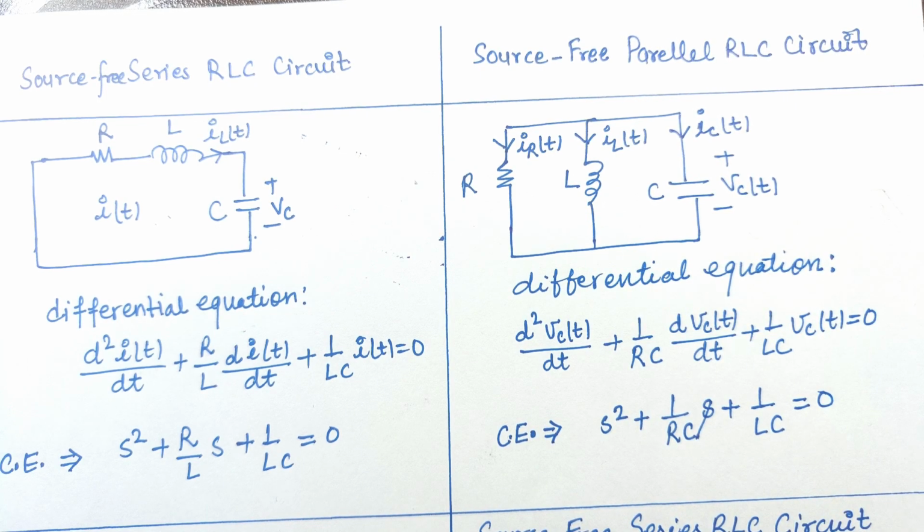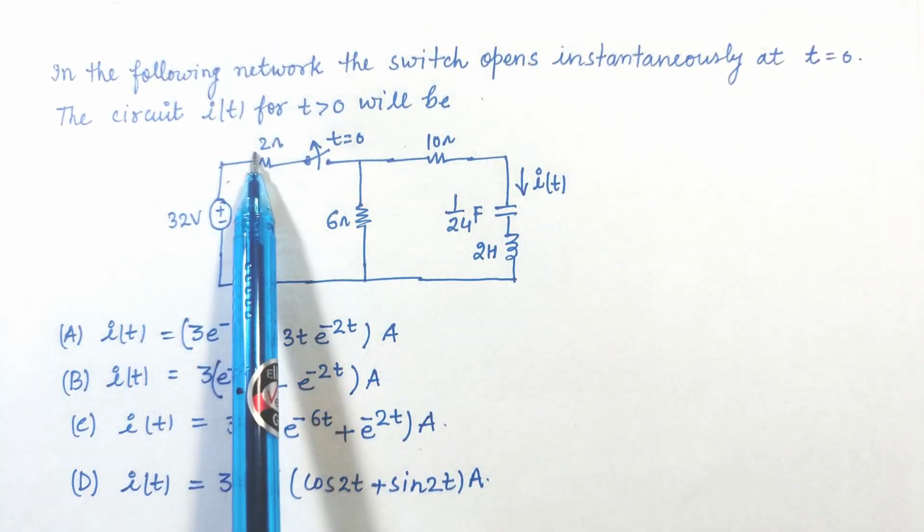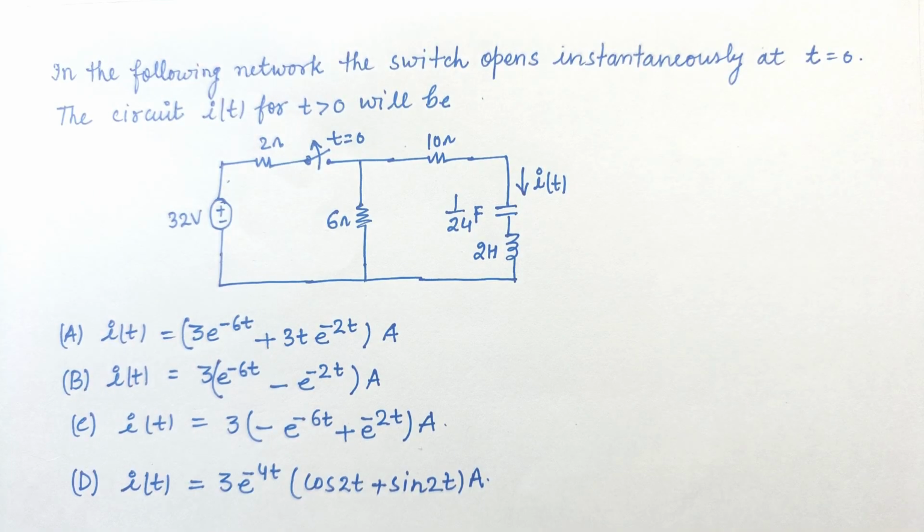So let us see a question. In this question, it is said that the switch opens instantaneously at t = 0 seconds. Then the value of i(t) has been asked for t > 0 seconds. These are the options given in this question. Let us see the solution of the question.